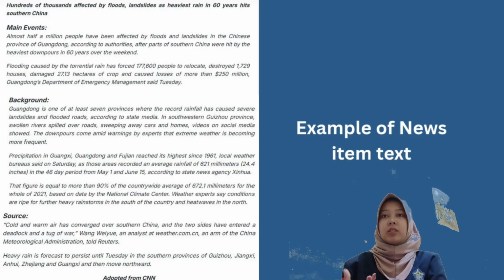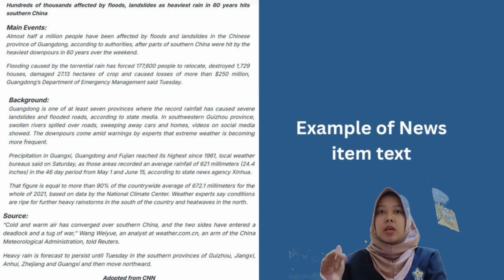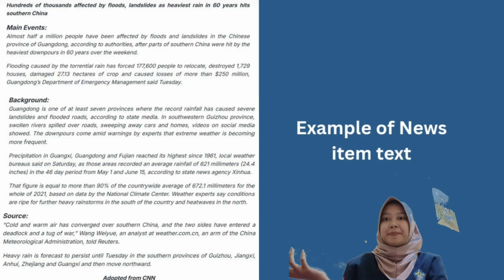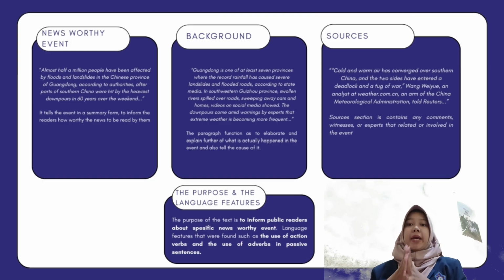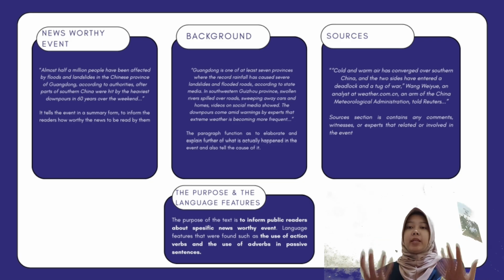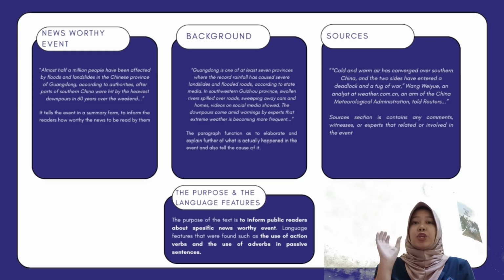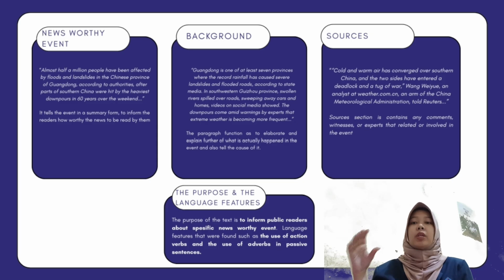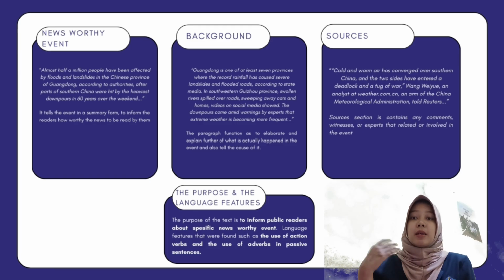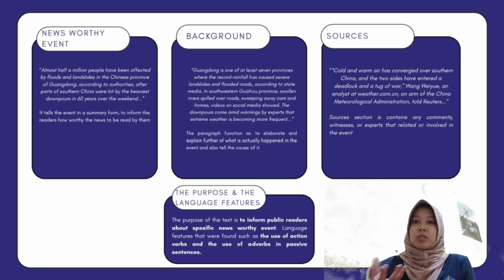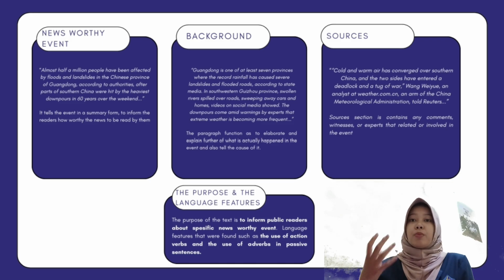affected by floods and landslides as the heaviest rain in 60 years hits southern China. So here we have the mind map analysis. In this mind map, we'll analyze the structure of the earlier text. So the first section is the newsworthy event. This structure is needed. In this section, it tells the event in summary form to inform the readers how worthy the news is to be read by them. So it's like a hook.